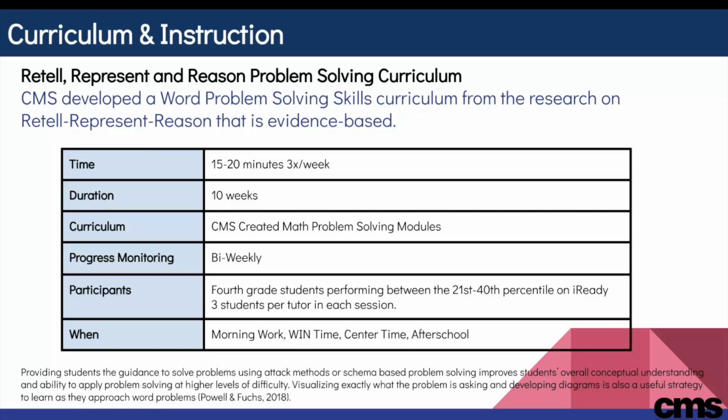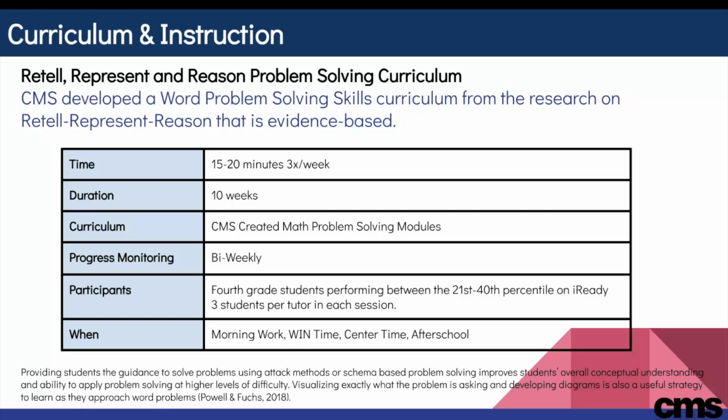There are progress monitoring probes to determine the impact of the instruction or tutoring taking place. These sessions should occur during morning work time, intervention time, center time, or after school. Please note that specific 4th grade students should be selected to access this curriculum. This means that 4th grade students performing below the 21st through 40th percentile on iReady should be selected to participate.